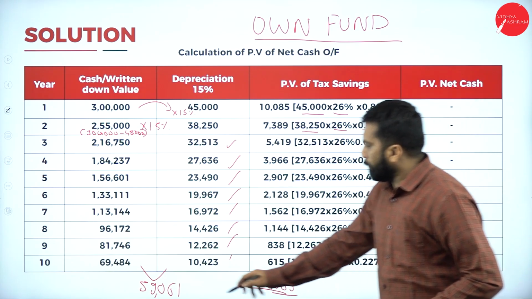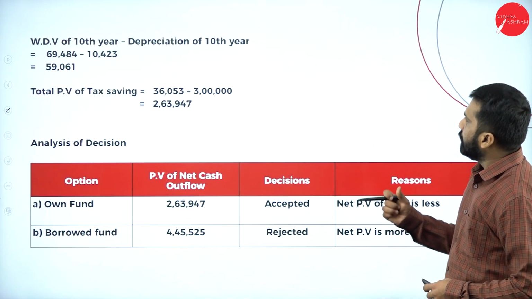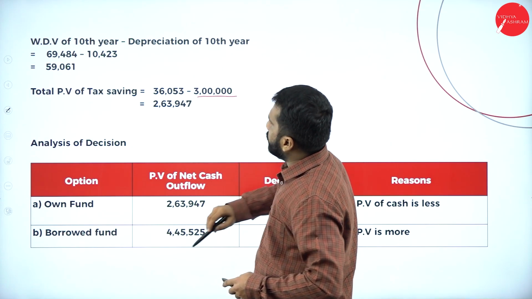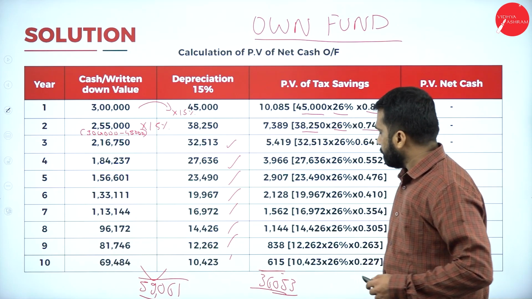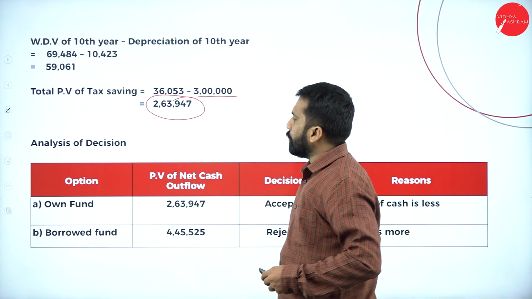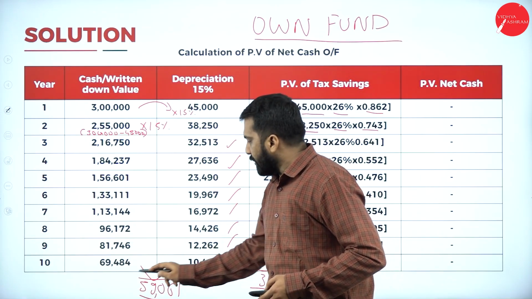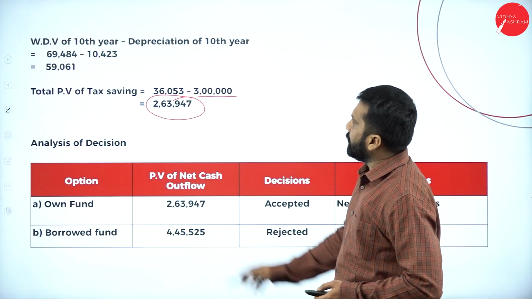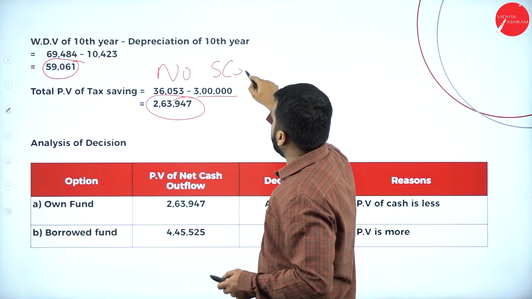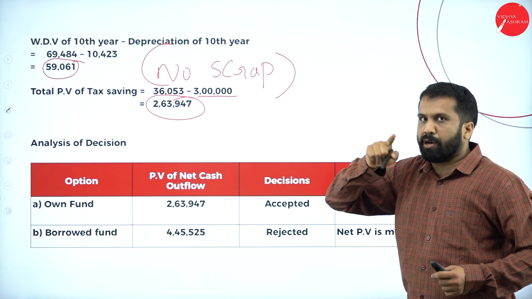What you are supposed to do? 59,061 minus 36,053 you are supposed to do. Now, see, your investment is 3 lakh. From that you are supposed to minus 36,053. You get 2,63,947. Do you have any scrap value in this? No. If there is no scrap value, the WDV and all is not required. So we have done the calculation, but no scrap value or residual value. So we can stop the problem here for your own fund.